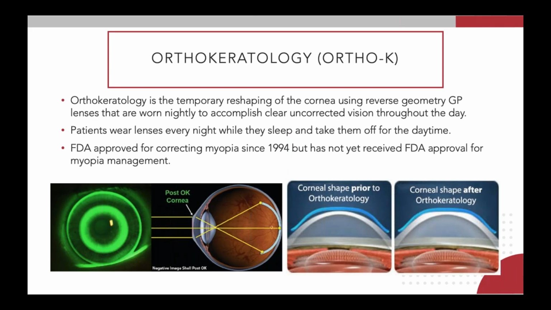Now let's move on to orthokeratology, or ortho-K. This is one of my favorite treatment options for myopia management. So what is ortho-K? Orthokeratology is the temporary reshaping of the cornea using a reverse geometry GP lens that's worn nightly to accomplish clear, uncorrected vision throughout the day. So what does that mean? You wear this lens at night while you sleep, and you wake up in the morning, you take the lens off, and you can see throughout the day without anything, without glasses, without contact lenses during the day.